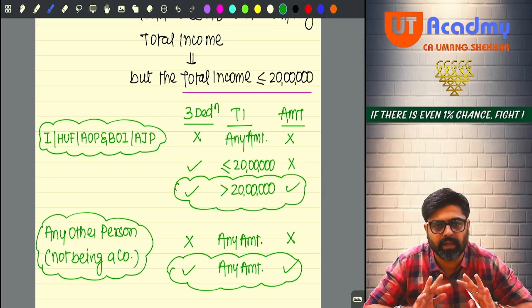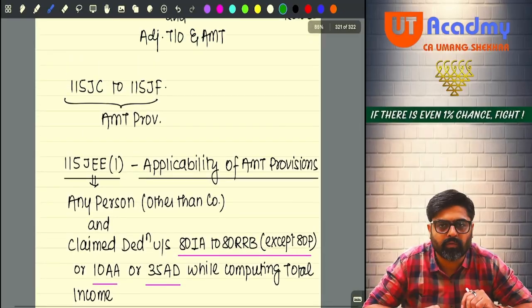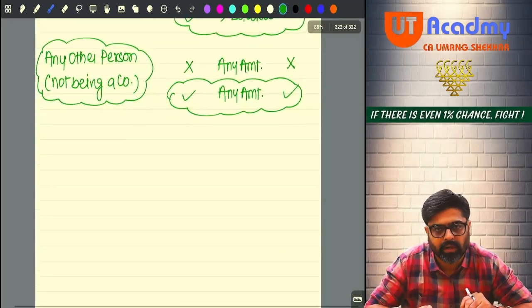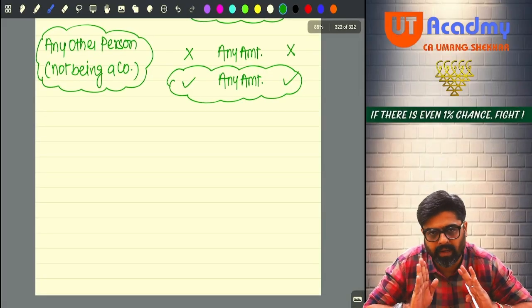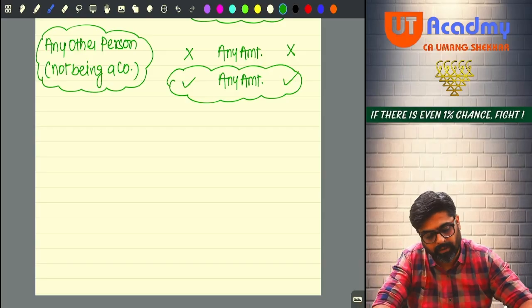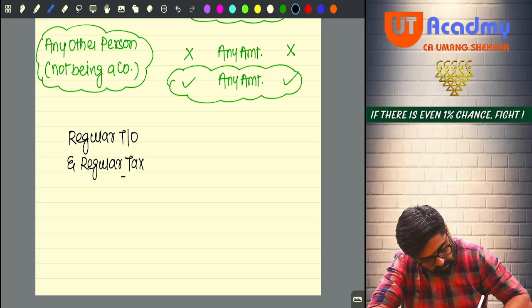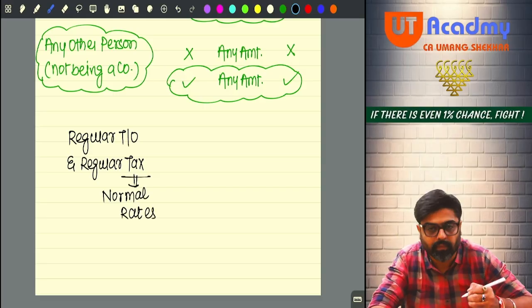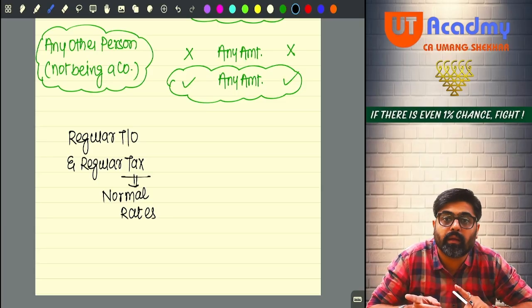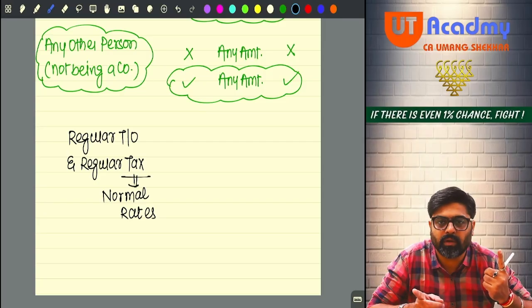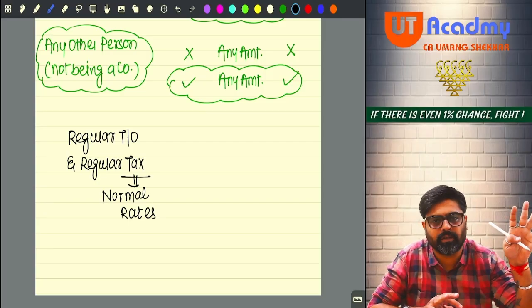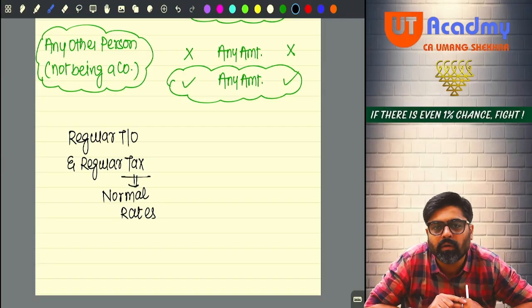Now what are these provisions telling you? After looking at 115JEE1 and JEE2, we came to know when AMT provisions are getting applicable. Are you covered by AMT provisions? Yes. Now what is happening? When you calculate your regular total income and on that you are calculating your regular tax by applying normal rates, okay? Because if you are applying 115BAC rates, meaning you are covered by 115BAC. Yes or no? You are not shifting out. You are covered in the default tax regime. Then definitely AMT provisions are not applicable for you.